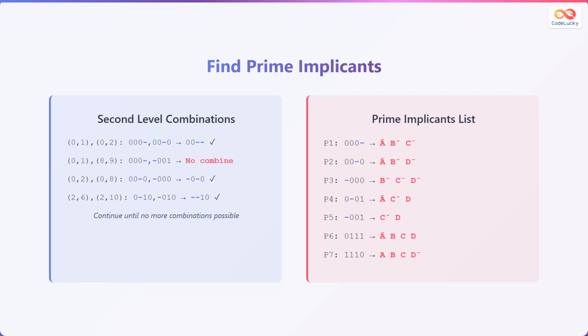Now let's identify the prime implicants. P1 is 000-, which translates to A bar B bar C bar. P2 is 00-0, which translates to A bar B bar D bar. P3 is -000, which translates to B bar C bar D bar. P4 is 0-01, which translates to A bar C bar D. P5 is -001, which translates to B bar C bar D. P6 is 0111, which translates to A bar B C D. P7 is 1110, which translates to A B C D bar.